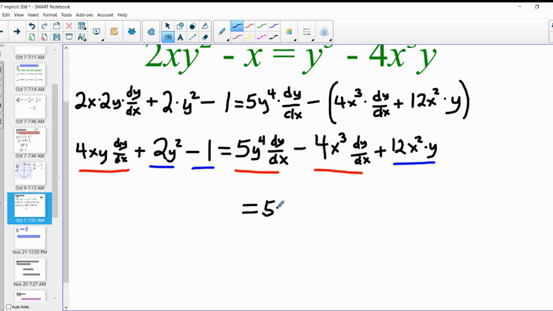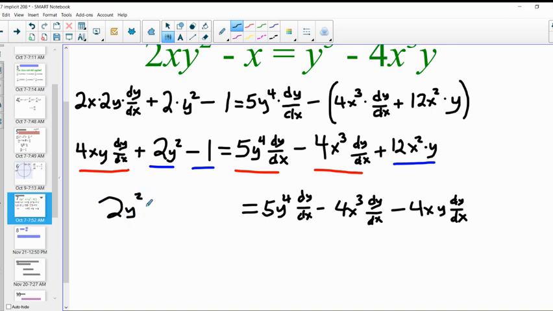I'll have 5y to the 4th dy dx minus 4x cubed. Not really doing anything so far except copying them down. But now I'll subtract that 4xy dy dx term. So all of my dy dx terms are on the right side. On the left side, I've got that 2y squared minus 1 that's already there. And then I'll subtract that 12x squared y.